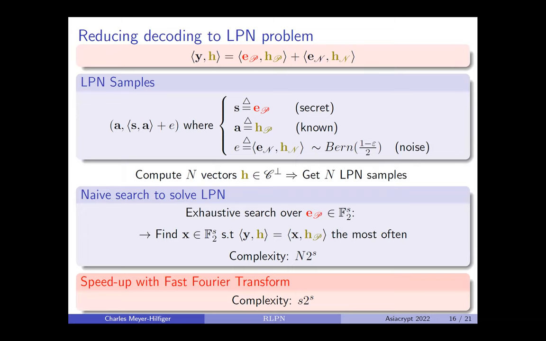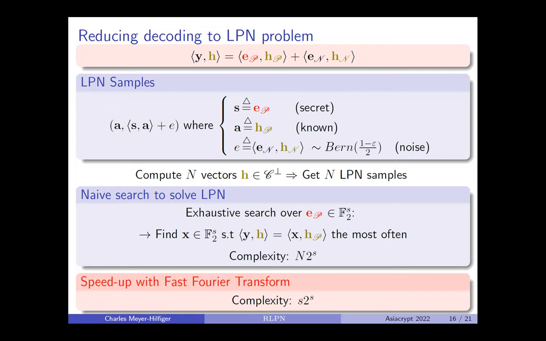So you can see actually this Y dot product H as an LPN sample, okay? And so what is an LPN sample? It's something where you have a secret S that you will want to try to recover, and you have access to S dot product A plus an error term, which will be biased towards zero, okay?